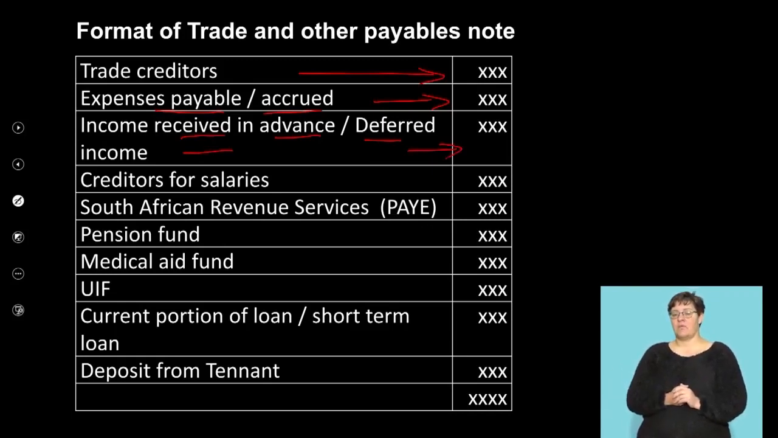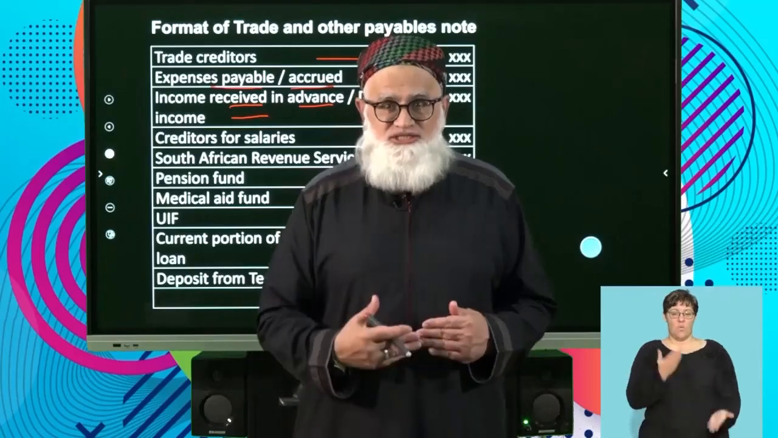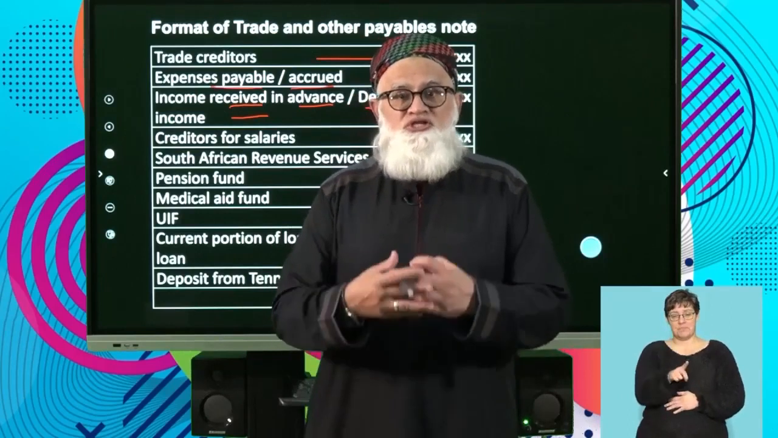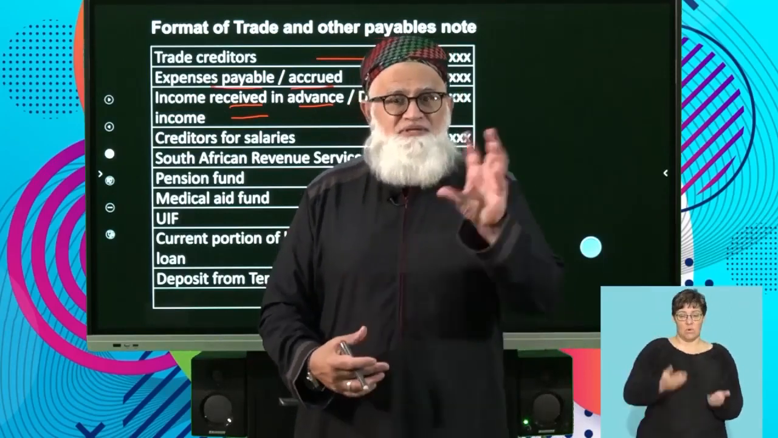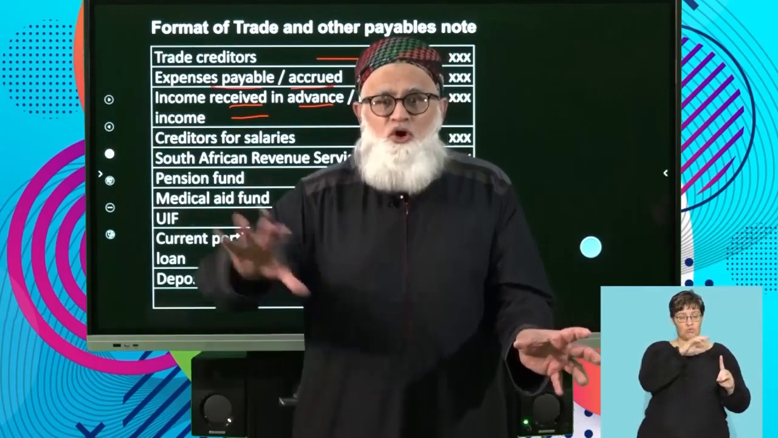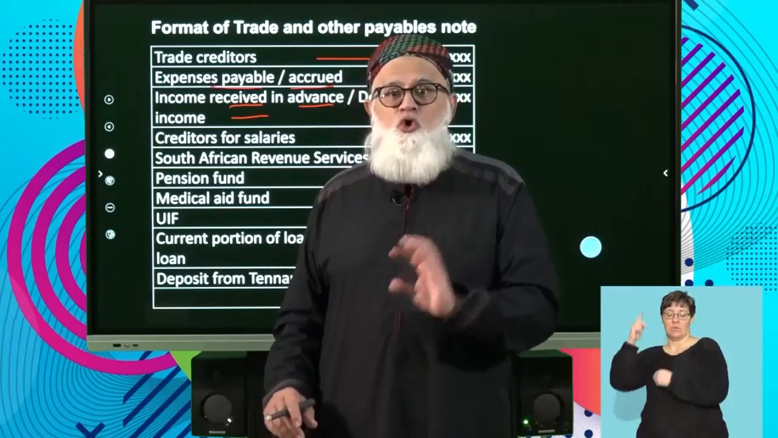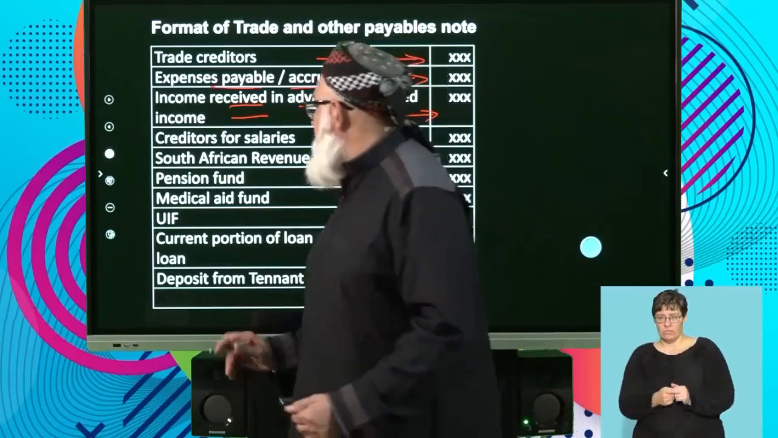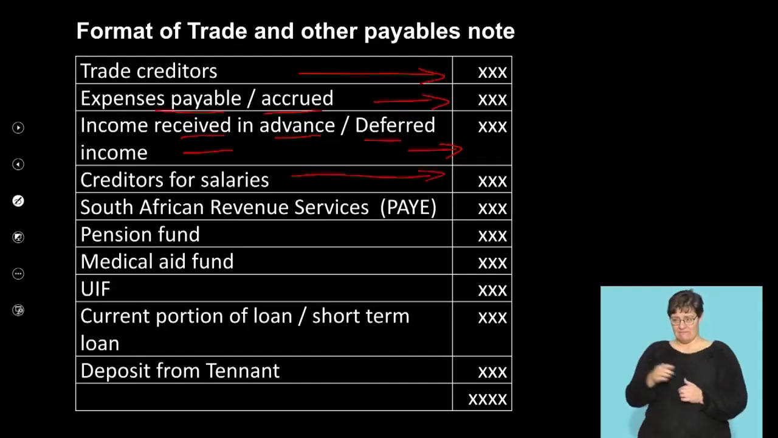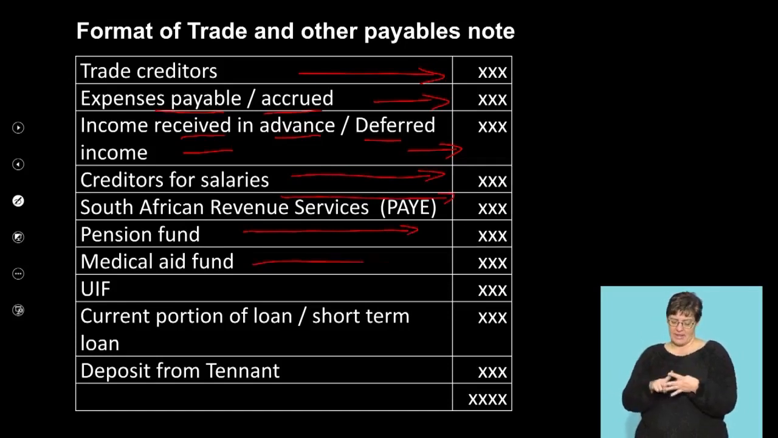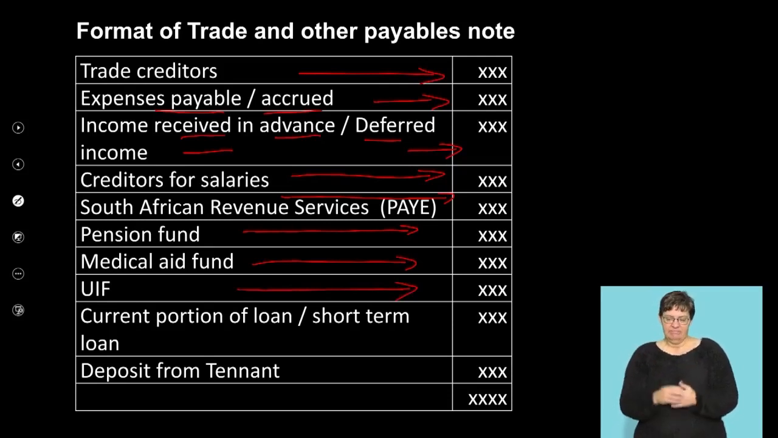Then you have all your liabilities in respect of salaries and wages. Remember, when you make your adjustment for salaries and wages, you're debiting the gross salary and you're crediting all your liabilities. Who do you owe that money to? You owe it to your employee, which is your creditors for salaries. You owe it to SARS, which is your PAYE. You may be owing the pension fund. You may be owing the medical aid fund. You may be owing the UIF fund. So those are all liabilities that you take into consideration.